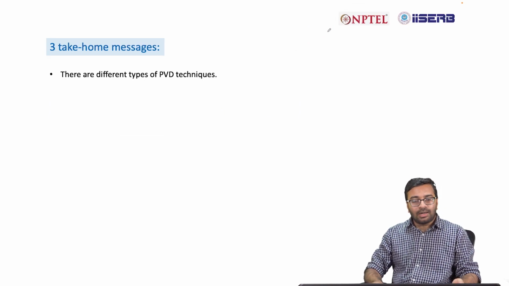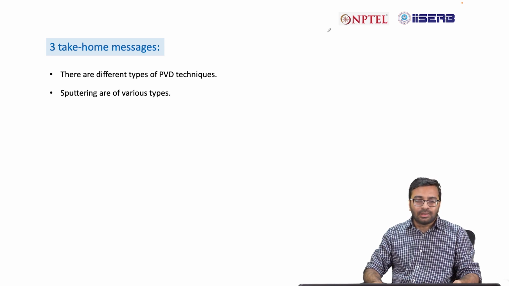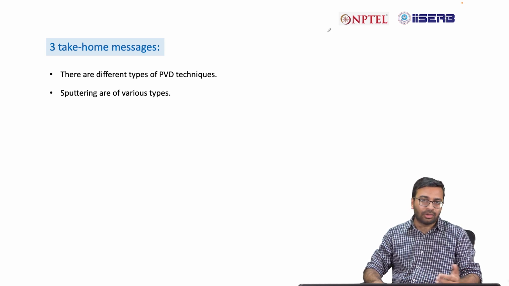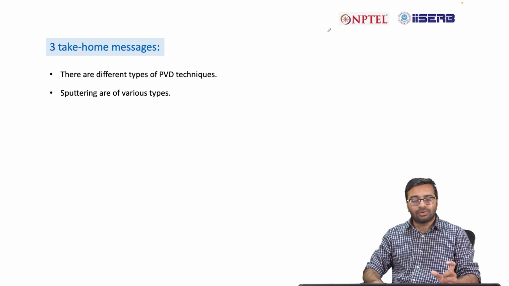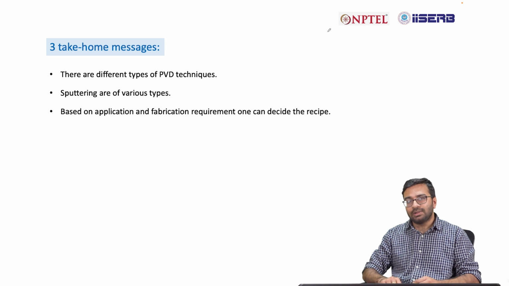So, there are different types of PVD techniques that we have seen. Thermal deposition, e-beam deposition, and sputtering are the three widely used PVD techniques. Sputtering is also of various types. We have seen there is DC sputtering, RF sputtering, and RF magnetron sputtering. Based on application and fabrication requirements, one can decide the recipe.